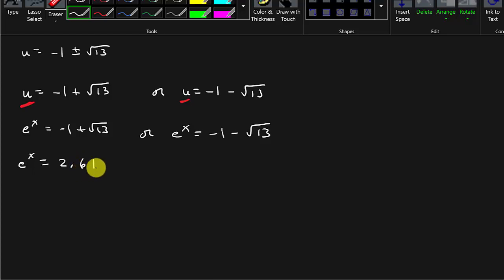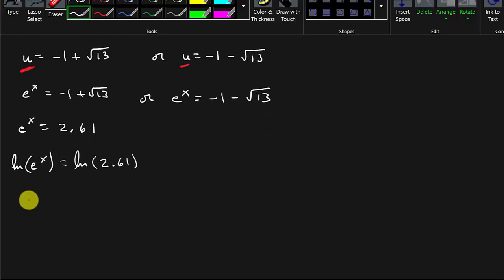All right. And so now I need to solve this. So how do I solve that? Well, I'm going to take the natural log of both sides. Remember, when you're solving an exponential equation and you can't get the bases the same, then you take the natural log of both sides. Natural log or log base 10 of both sides, whichever one you want is fine. And so this is going to give me x is equal to natural log of 2.61.